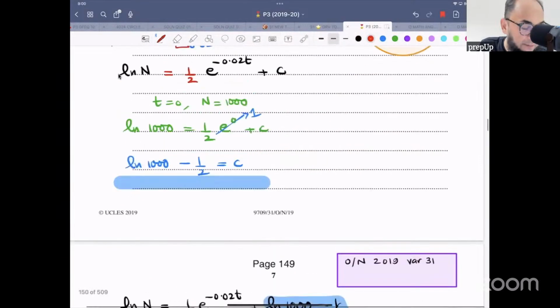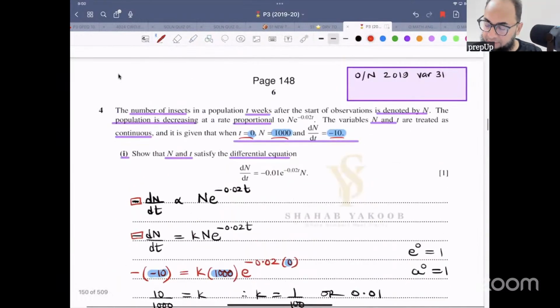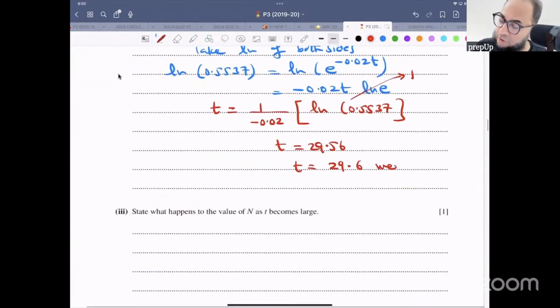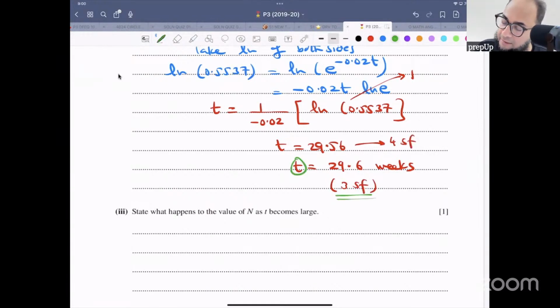Was any unit mentioned? I think it was weeks. Yeah, it is weeks. So t comes out to be 29.6 weeks. And this is given correct to 3 significant figures. This was 4 significant figures. This is the final answer, given to 3 significant figures. This thing is done.